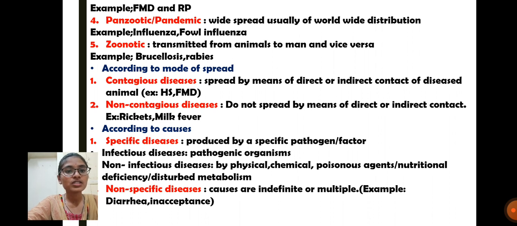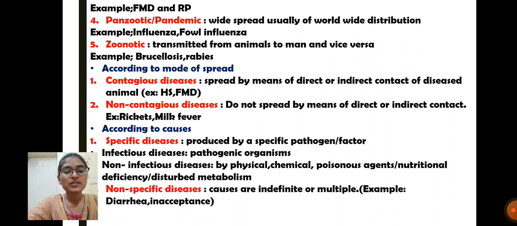Next classification is according to mode of spread: contagious and non-contagious. Contagious are those diseases which spread by means of direct or indirect contact with the diseased animal. Example, hemorrhagic septicemia and foot and mouth disease. Non-contagious diseases are those that do not spread by means of direct or indirect contact. Example, rickets, milk fever.